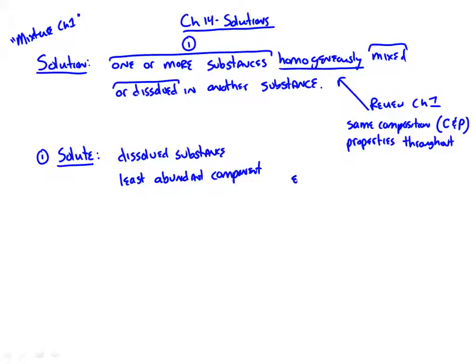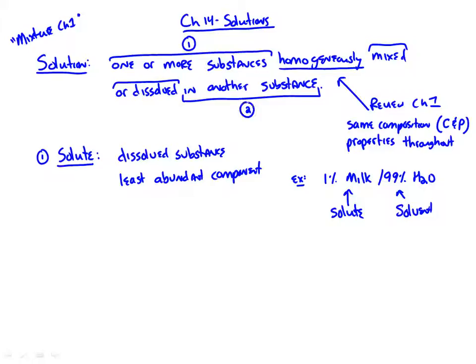So for example, if we said that we had a 1% milk, well, that milk is what we're going to term the solute because it's only 1% of the solution. And when we say we have 1% milk, that probably means we have 99% water. And we're going to learn that we're going to call that the solvent, I should say. So that's the second part of it. It's dissolved in another substance. And so the part that it's dissolved in is called the solvent.